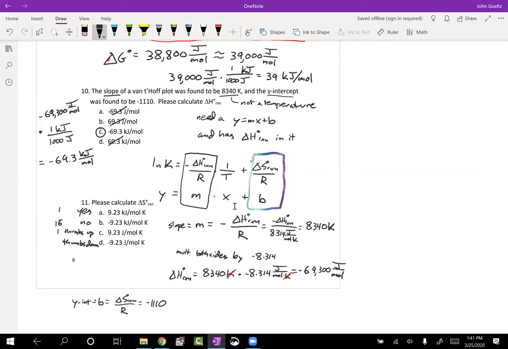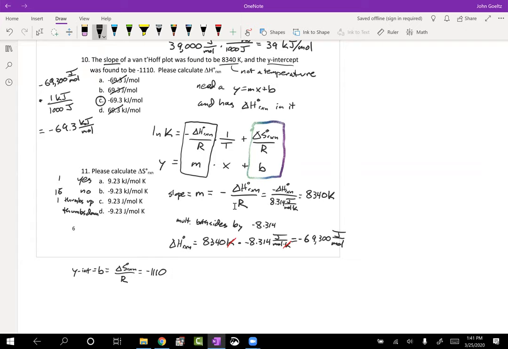Okay, here down at the bottom of the screen, I've got delta S over R, that's the y-intercept from my equation that I squared in star pen over here. Numerically, that equals negative 1110 with no units. What I will now do is say, okay, that is negative delta S of reaction, which is what I want, divided by R, the gas constant, and in energy units that is 8.314 joules per mole Kelvin.